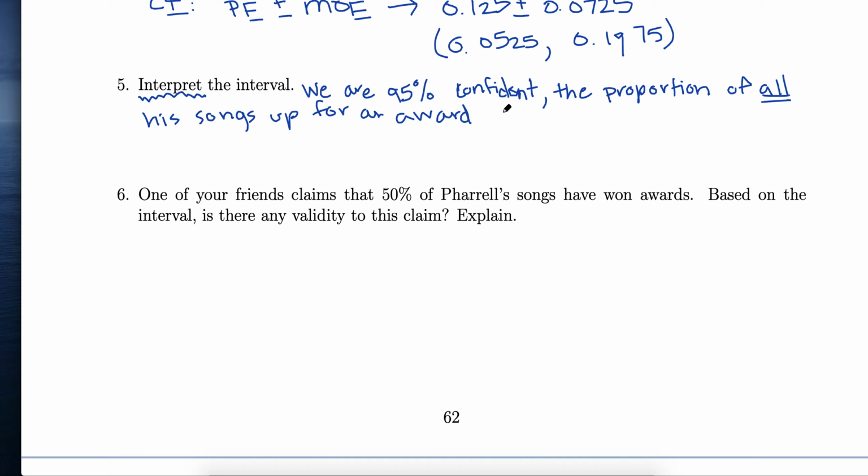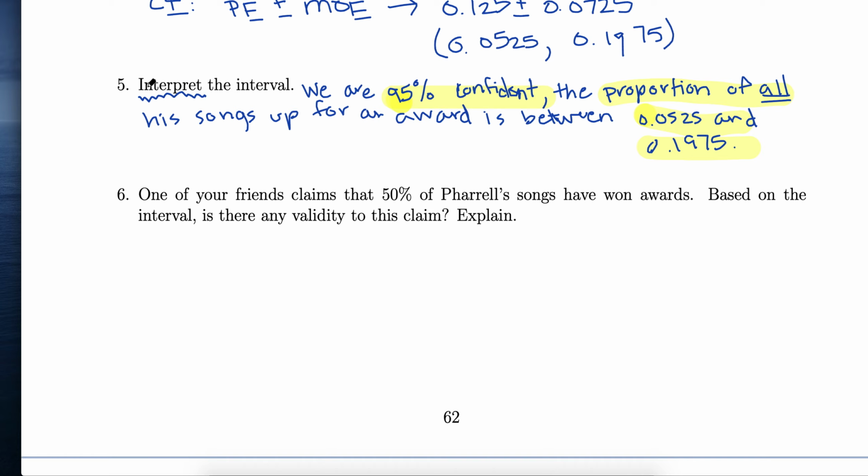And then lastly, give your estimate or your range here. So I'll say is between 0.0525 and the 0.1975 from the previous question. Okay, so again, looking for three different parts here. One, how confident you are. Two, put in context what you're estimating, population proportion. And then three, just give that estimate, give your range for that.